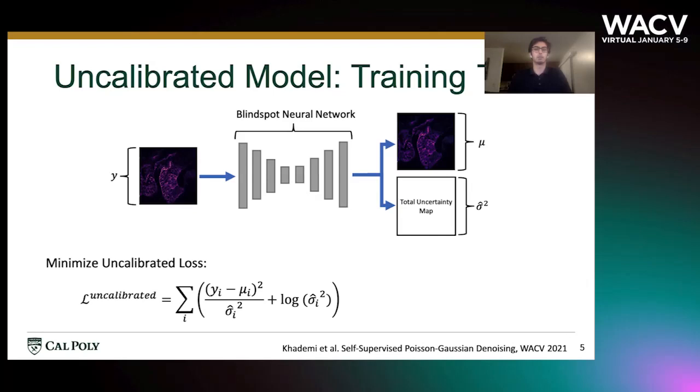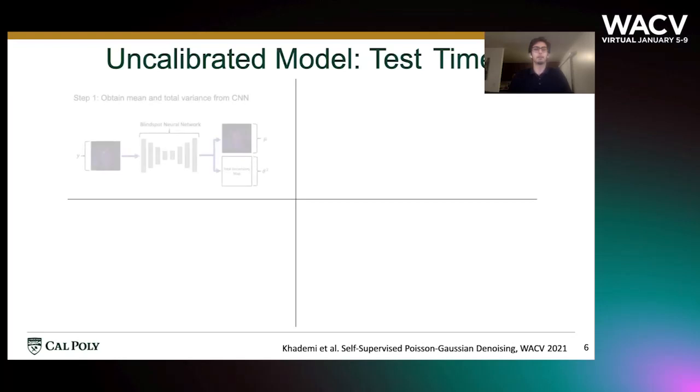Rather than having the network learn the noise parameters, our uncalibrated model allows us to defer estimating noise parameters until test time and removes the need for regularizing the prior uncertainty. At test time, we run the blind spot neural network with a noisy image to obtain a mean and total variance estimate at each pixel.